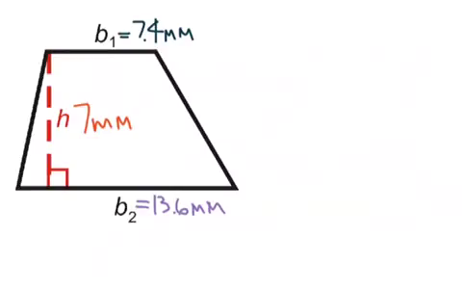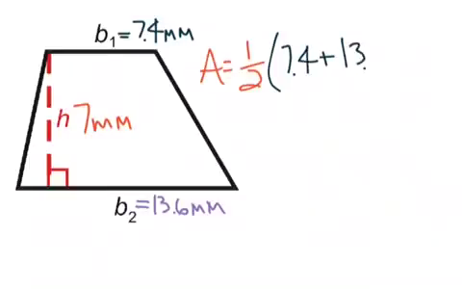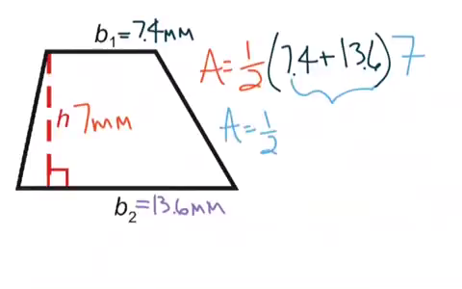So right here we have this trapezoid where base 1 is 7.4 millimeters, base 2 is 13.6 millimeters, and our height is 7 millimeters. So let's set this nugget up. We have area equals 1/2 times base 1, which is 7.4, plus base 2, which is 13.6, all multiplied by the height of 7. Alrighty, so we're going to add these two together first. 7.4 plus 13.6 is going to give us 21. So we have area equals 1/2 times 21 times 7.